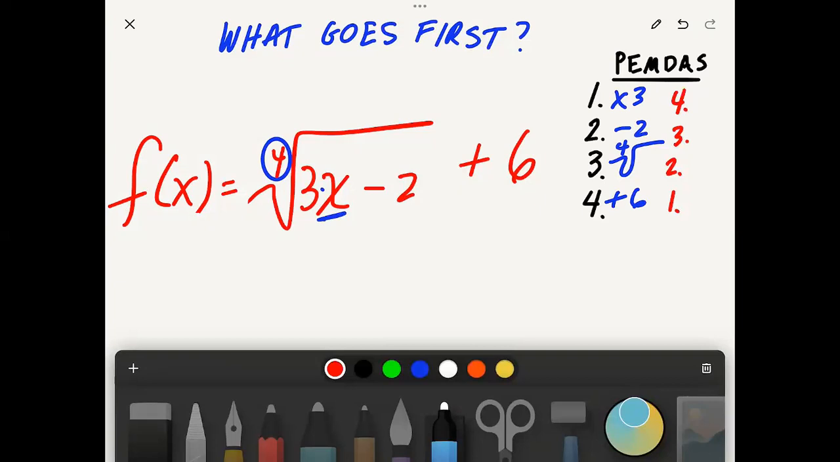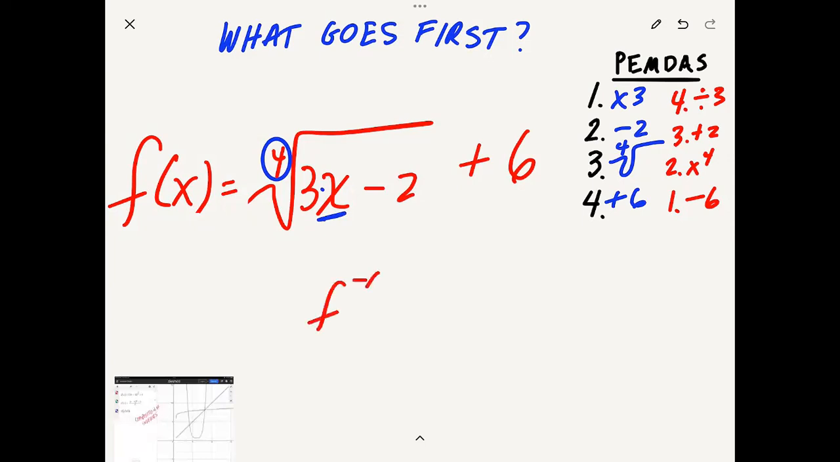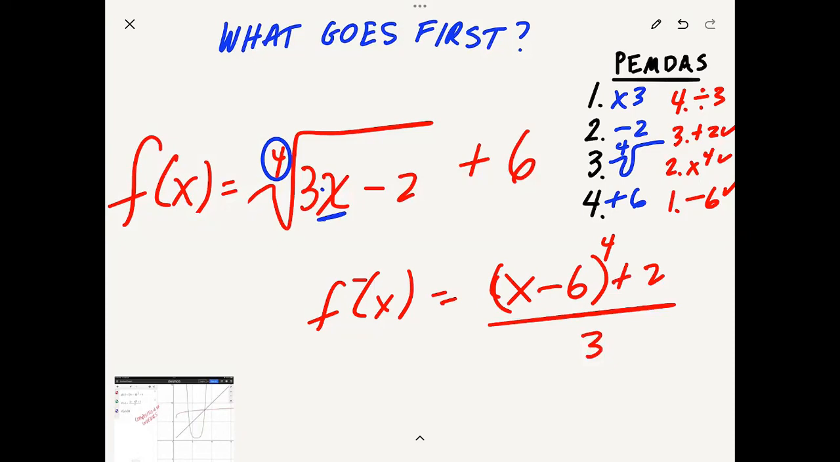So the inverse of adding 6 is subtracting 6. The inverse of taking the fourth root is raising something to the fourth power. The inverse of minus 2 is plus 2. The inverse of times 3 is divided by 3. So if I were trying to do this, I would start with x. I would subtract 6, done. I would raise that to the fourth power, done. I would add 2, done. And then I would divide the whole thing by 3, done. So that would be the inverse of this function.